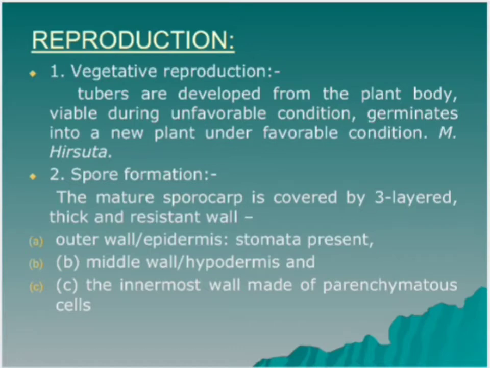Now, spore formation. Marsilia is heterosporous in nature. Hetero means different. So, two types of spores, microspores and megaspores, develop within their respective sporangia, like microsporangia and megasporangia. These sporangia are borne within the specialized reproductive structure known as sporocarp.